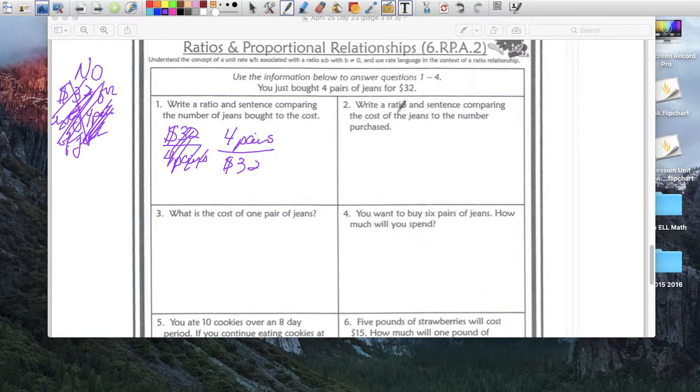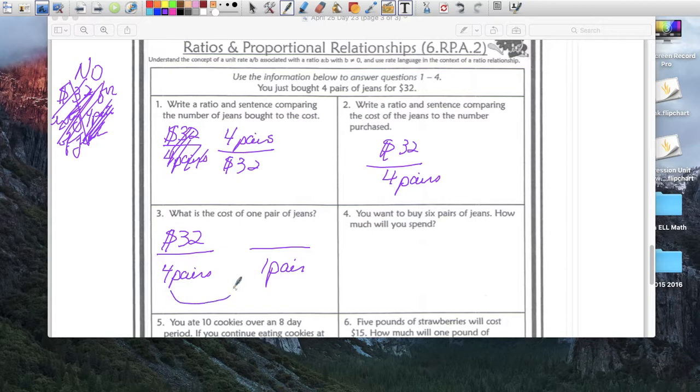Here, write a sentence. Ratio and compare the cost of the jeans. Cost of jeans $32 to the number of pairs. That's 4 pairs. Okay. I gotta follow the order. Okay, guys, what is the cost of one pair of jeans? You can either pick this relationship or this one, whatever you're comfortable with. Let's just use the second one because I like the money on top. $32 is 4 pairs of jeans. So the question is, how much is 1 pair of jeans? So let's change that. Divide by 4, and 1 pair would just cost me $8. Wow, really cheap.